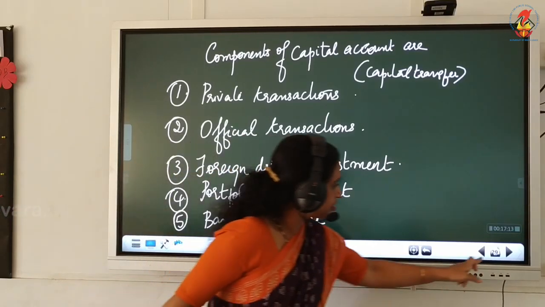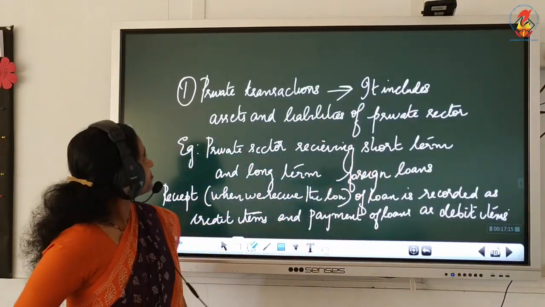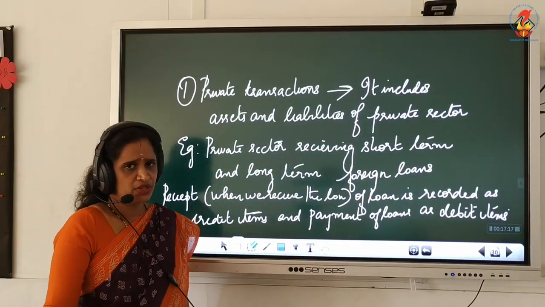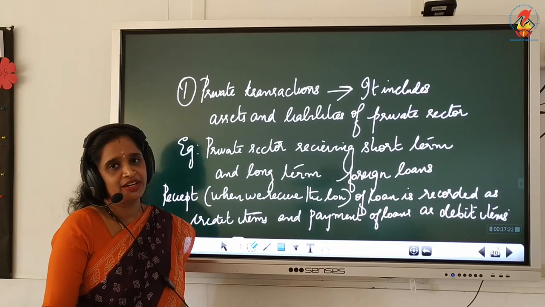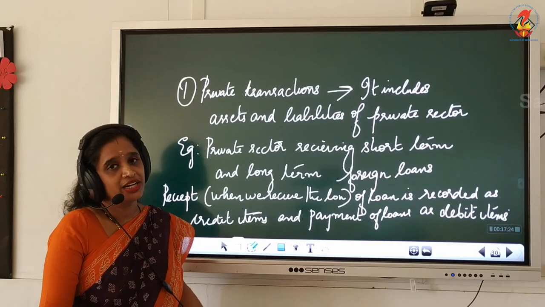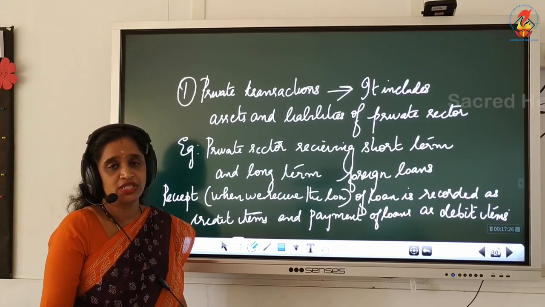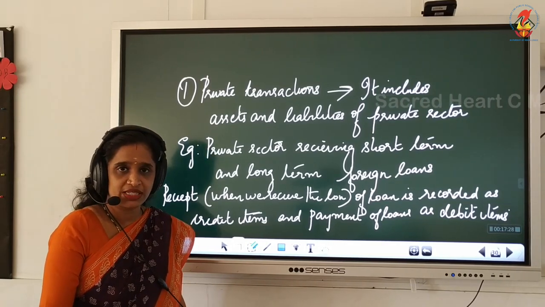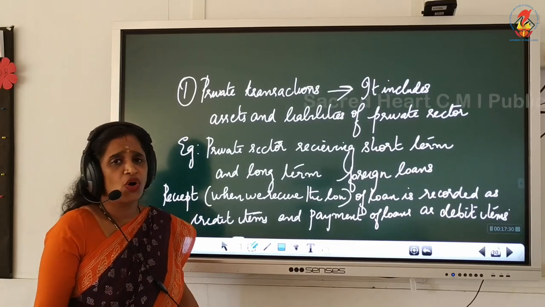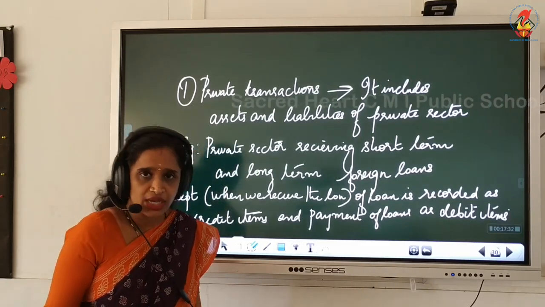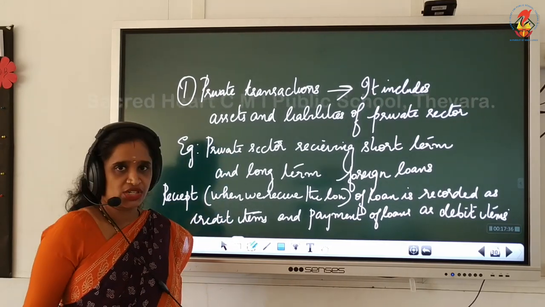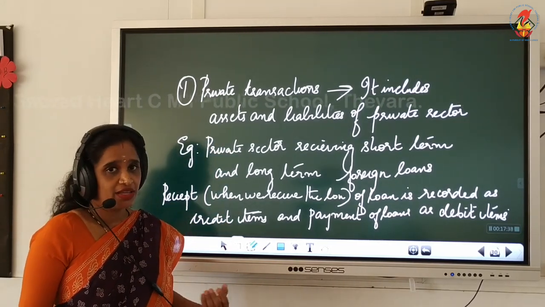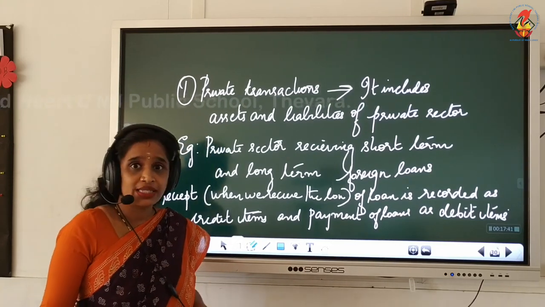We will move on to the first one, that is private transactions. What is meant by private transactions? All the transactions which are undertaken by the private sectors, because in an economy there are two sectors, private sector as well as government sector. So all the transactions which come under the private sector are known as private transactions. So they will be having assets as well as liabilities.